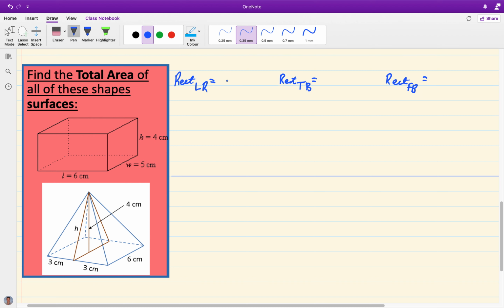So left and right, we know that the area of a rectangle is length by width. We've got two because we've got left and right, so we're going to multiply one of those areas by 2 to get the complete. So left and right, we can see that we've got a width and a height of 5 and 4. So 5 times 4.